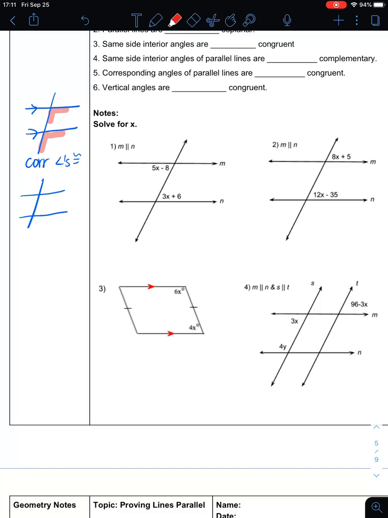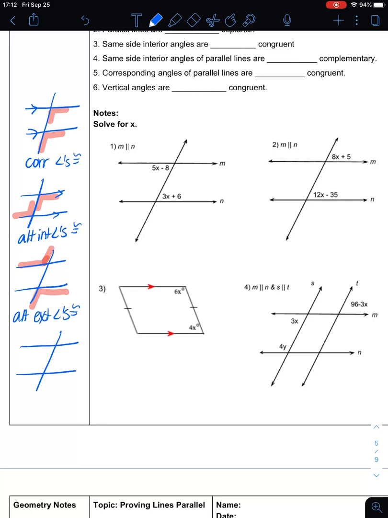If lines are parallel, then alternate interior angles are congruent. If lines are parallel, then alternate exterior angles are congruent. And then lastly was if lines are parallel, then same side interior angles that look like that are supplementary. Same side interior are supplementary.